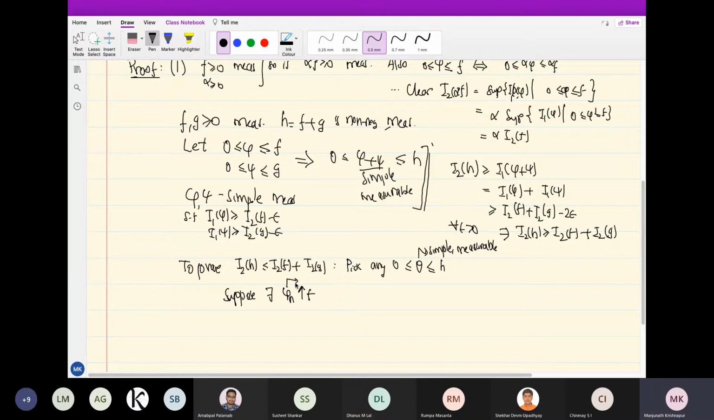So phi n's are going to be again simple non-negative measurable, and psi n that increases to g. This also will be the same. So what I want to do is find a sequence of simple functions which increase to f, and a sequence of simple functions which increase to g. They have to be non-negative and measurable also.